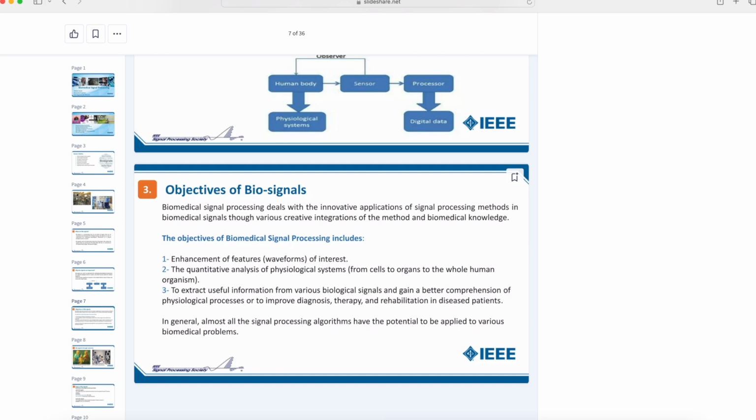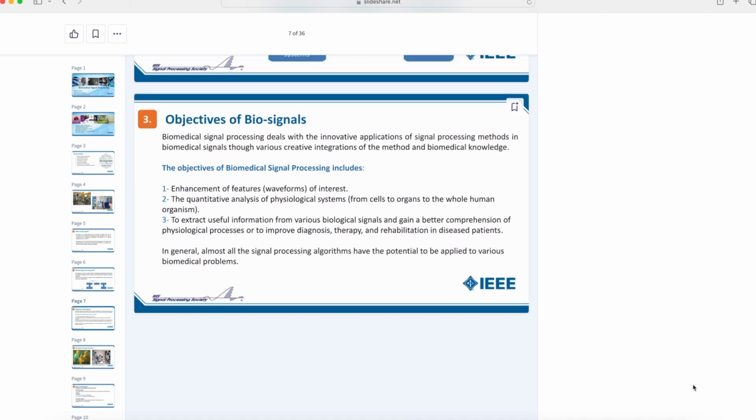The objectives of biomedical signal processing include: 1. Enhancement of features, waveforms of interest. 2. The quantitative analysis of physiological systems, from cells to organs to the whole human organism. 3. To extract useful information from various biological signals and gain a better comprehension of physiological processes, or to improve diagnosis, therapy, and rehabilitation in diseased patients. In general, almost all the signal processing algorithms have the potential to be applied to various biomedical problems.